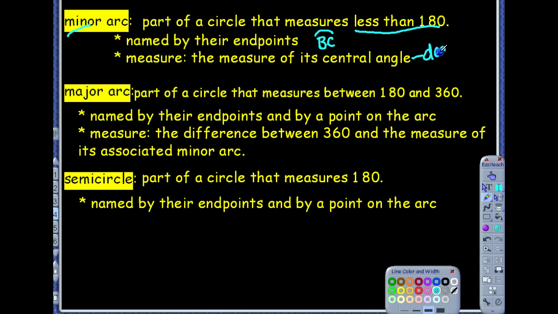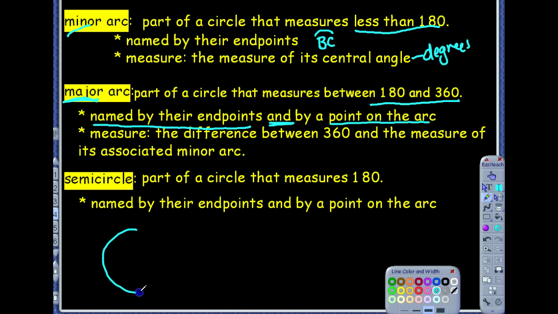Again, this is degrees. Now, when we talk about a major arc, that sounds bigger, and that's because it is. It's the part of the circle that measures between 180 and 360 degrees. So it's kind of what's left if I took out a minor arc. Okay, so it's the larger part. Again, it's named by its endpoints, but also by a point on the arc.